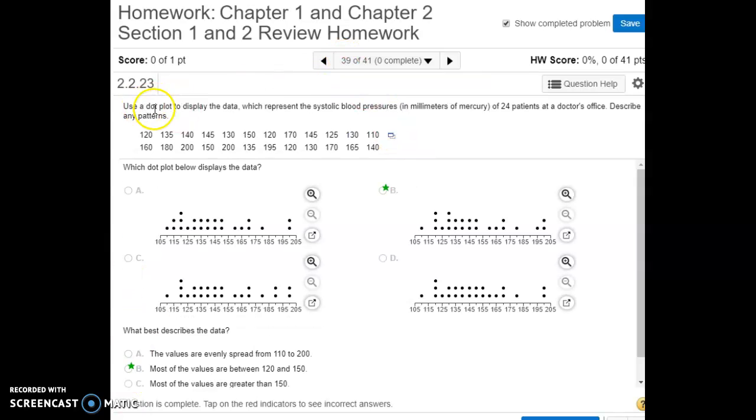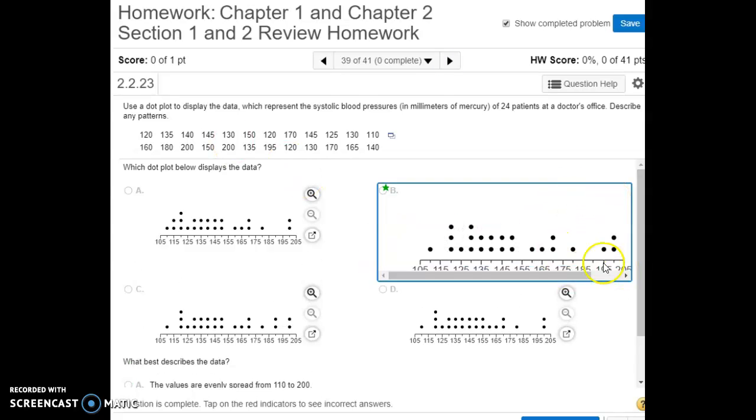In number 39, we're creating a dot plot. And basically, every single data value gets a dot on a number line here. So we have all our numbers listed.